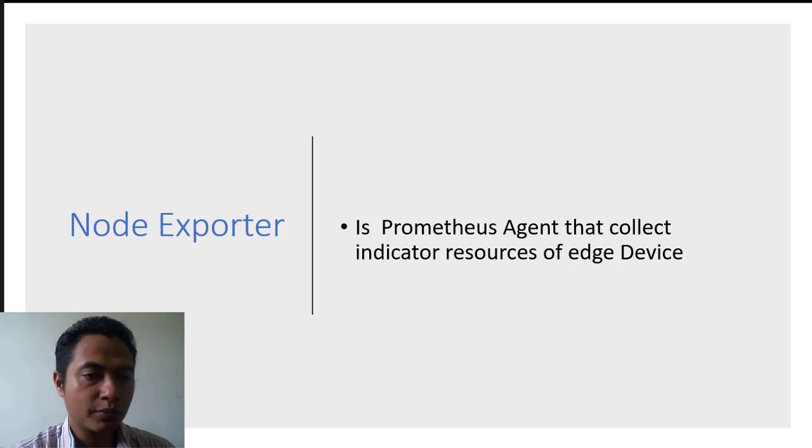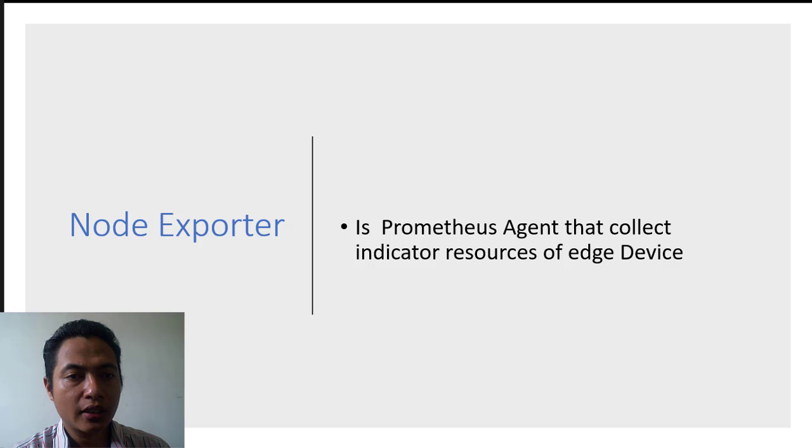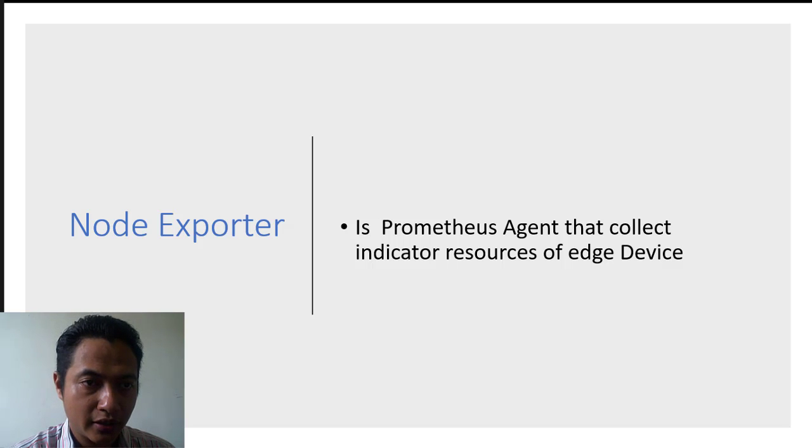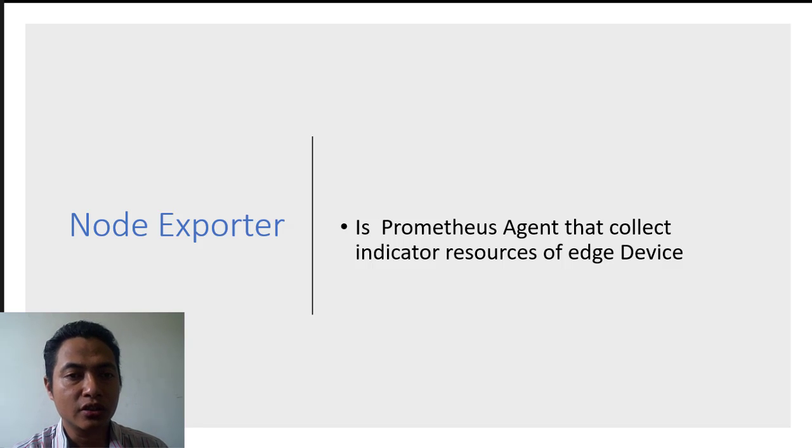Next is node exporter. Node exporter acts like an agent. It is installed at each device and will collect the metric resources and send the data to Prometheus.